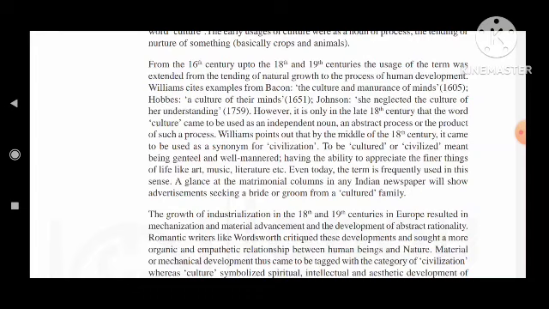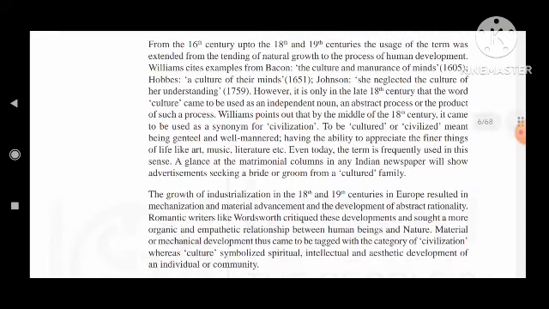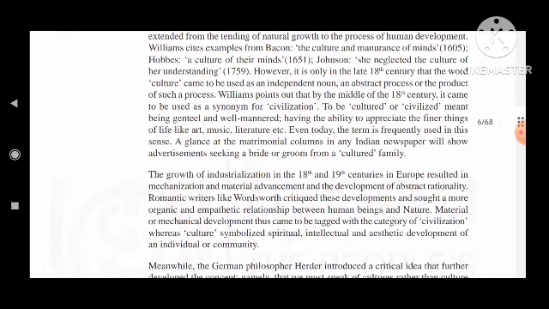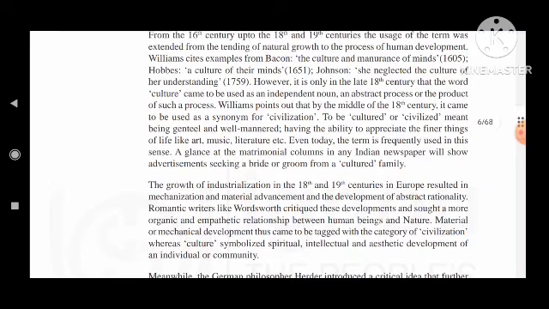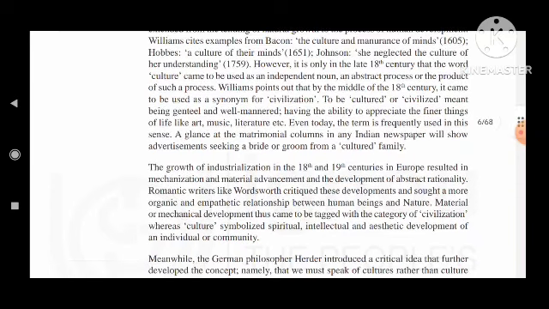Williams cites examples from Bacon, the culture and manurance of minds, 1605; Hobbes, a culture of their mind, 1651; and Johnson, she neglected the culture of her understanding, 1759.